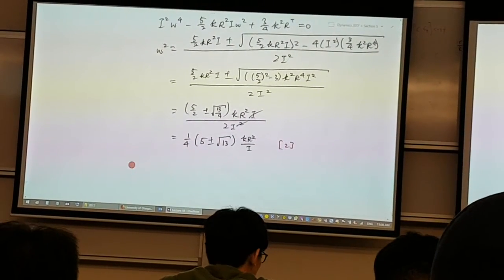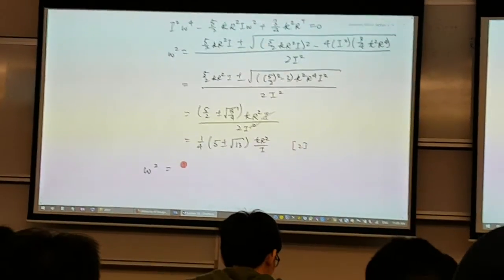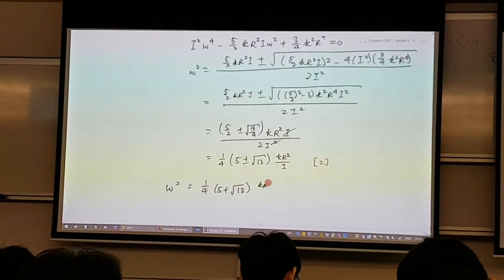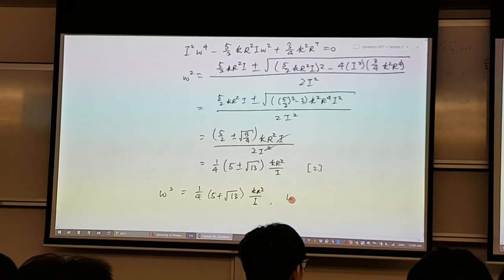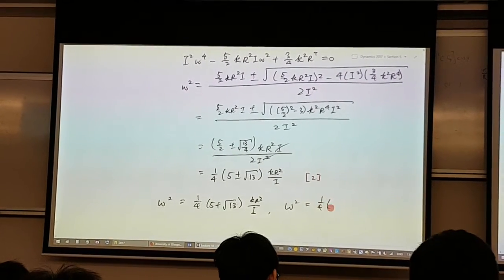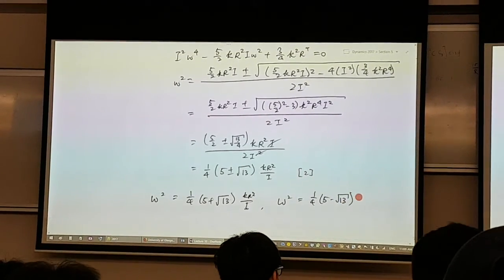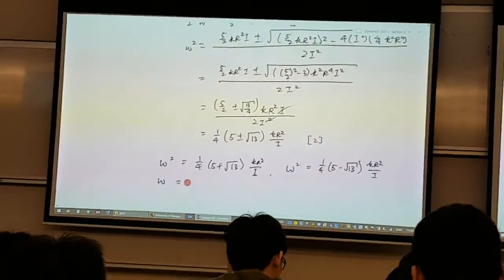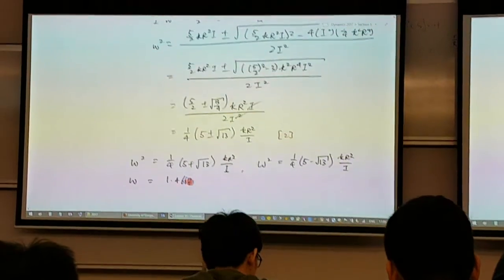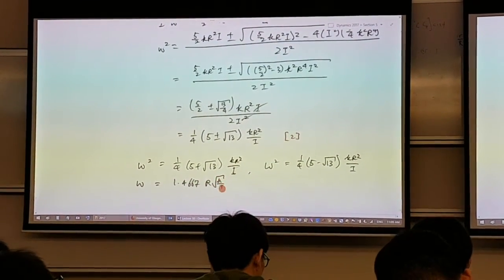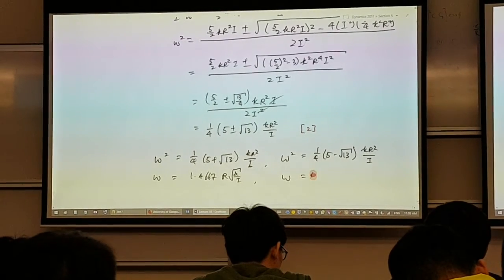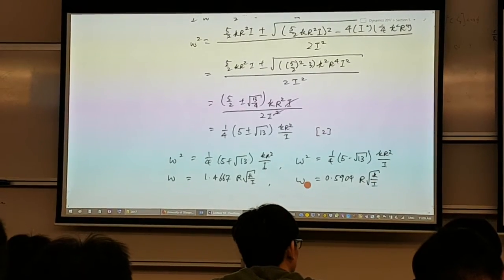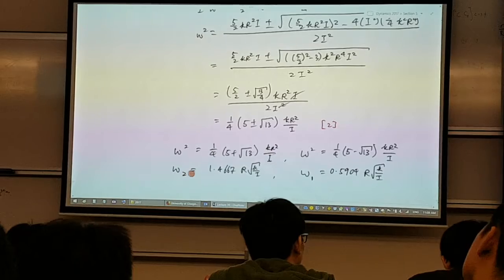So finally, your omega squared is 1/4 5 plus square root 13 kr squared over I. And the other one, 1/4 5 minus square root 13 kr squared over I. So your omega will become 1.4667 r square root k over I, or 0.5934 r square root k over I. So this will be your 1 and this will be your 2.